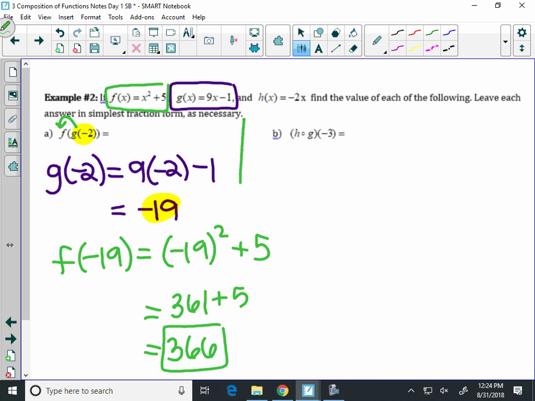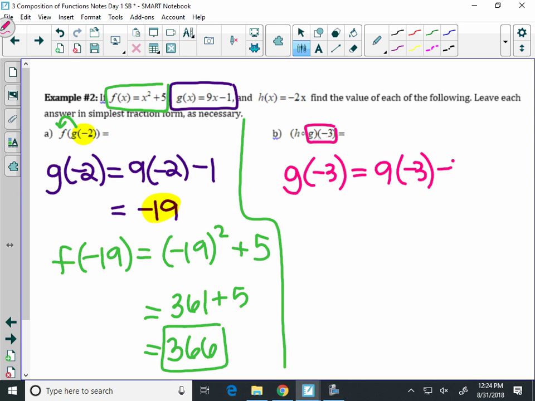That function notation looks a little bit weird. It has a little circle, but it's done the same way. h of g of negative 3. You actually start with finding g of negative 3 first. You do the letter on the right. So let's evaluate g of negative 3 here, 9 times negative 3 minus 1.